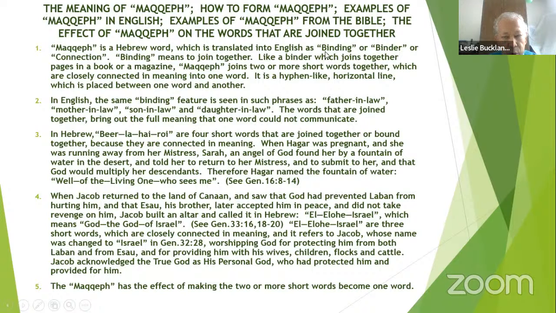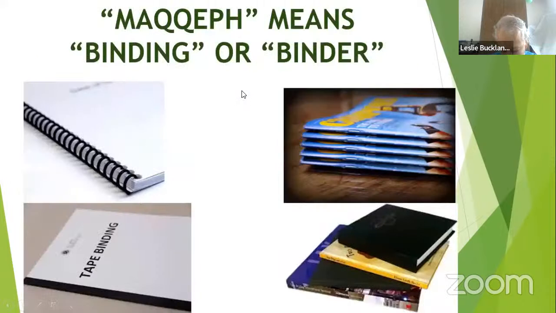Makaf is a Hebrew word that means binding or binder or connection. It means to join together, and it joins two or more short words together, which are closely connected in meaning, into one word. It is a hyphen-like horizontal line which is placed between one word and another. And I showed you an illustration of different kinds of binders connecting separate pages into one booklet or into one book.